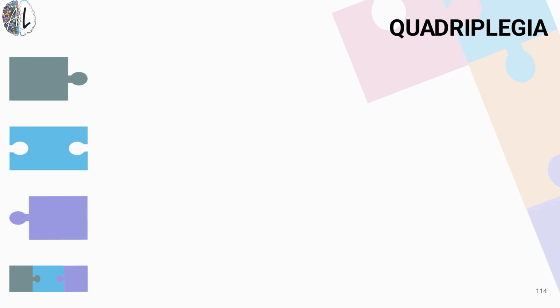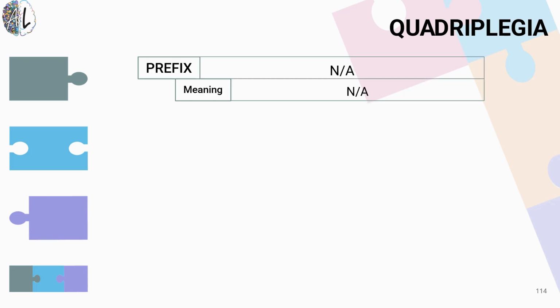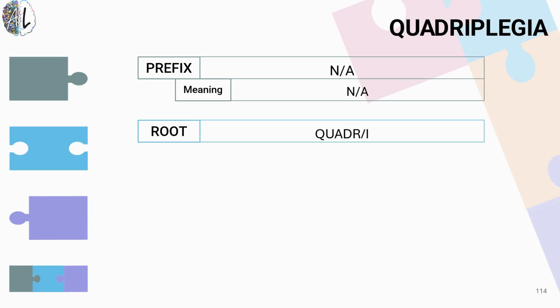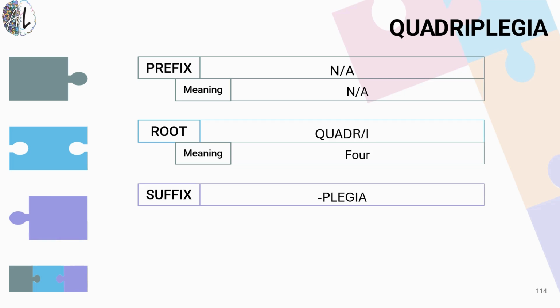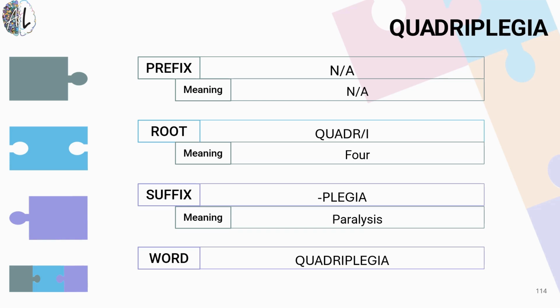Okay, so if you need to pause this video at any point, please pause the video. You break down the word yourself first, and then we'll do it together. Okay, so there is no prefix here, but there is a root term quadra, which is four, so refers to all four limbs. And the suffix here is plegia, which refers to paralysis. So somebody who has quadriplegia or is a quadriplegic has paralysis of all four of their limbs, so both legs, both arms.